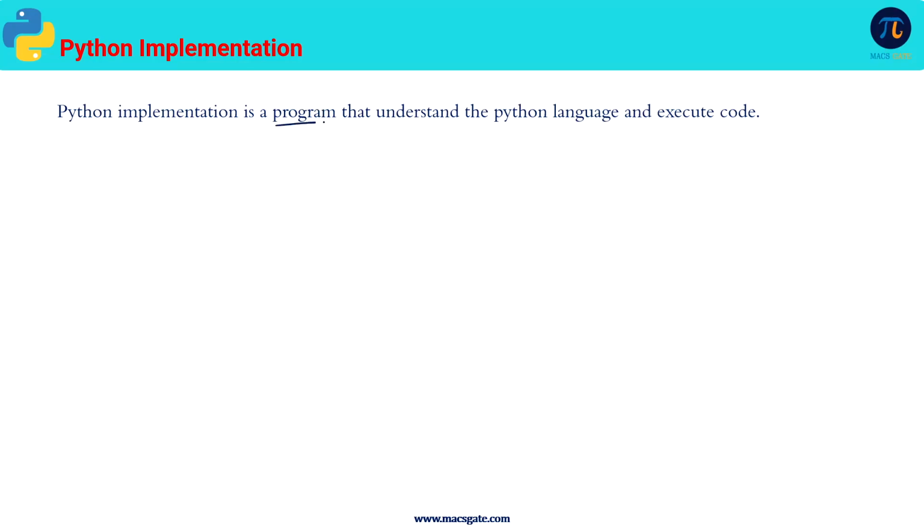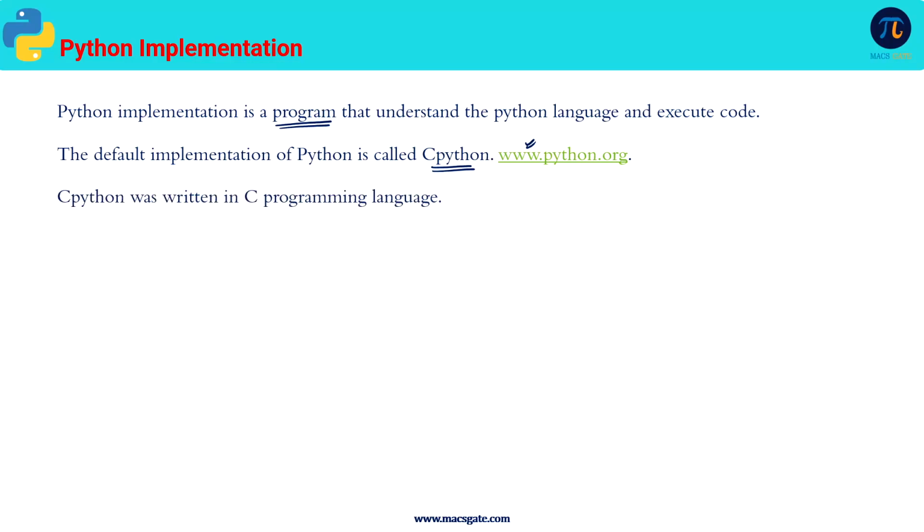Python implementation is a program that understands the Python language and executes the code. So this implementation includes the interpreter and the core libraries. The default implementation of Python is called CPython and it is available from python.org. And this default implementation, that is CPython, was written in the C programming language. And CPython is the reference implementation of the Python language.